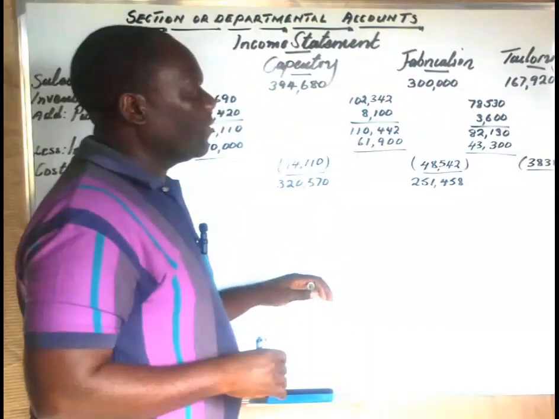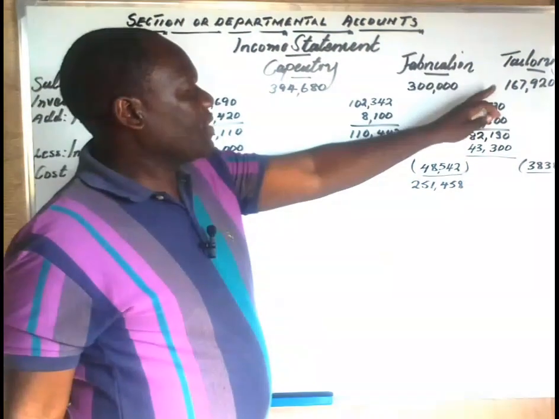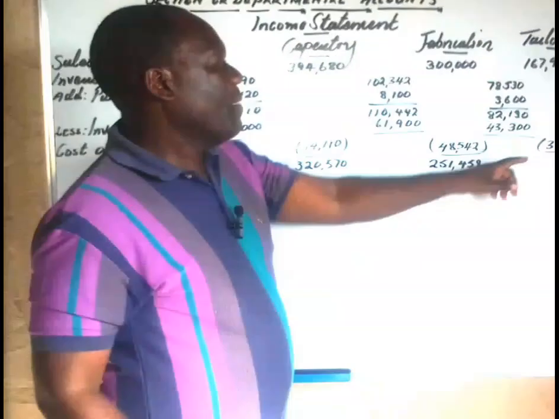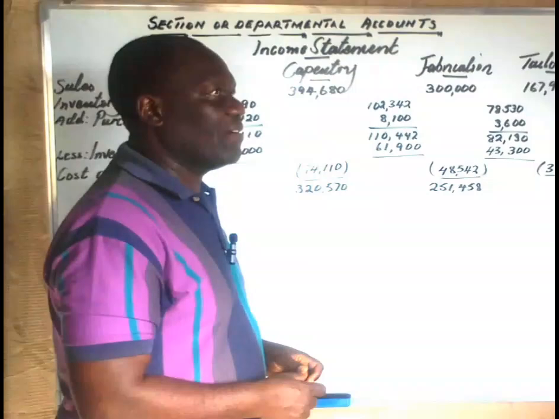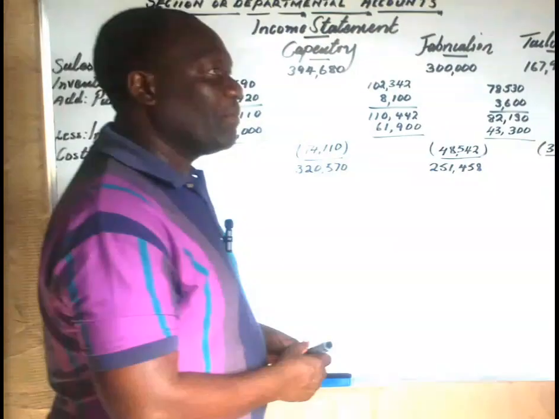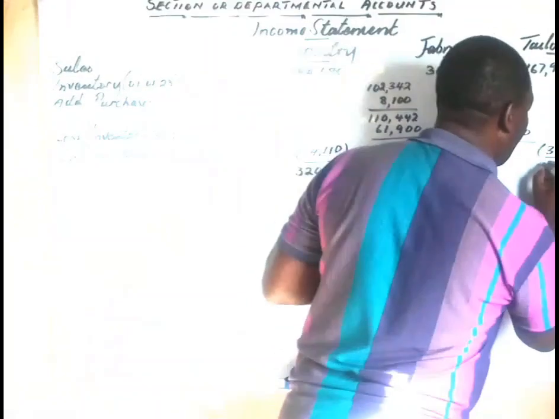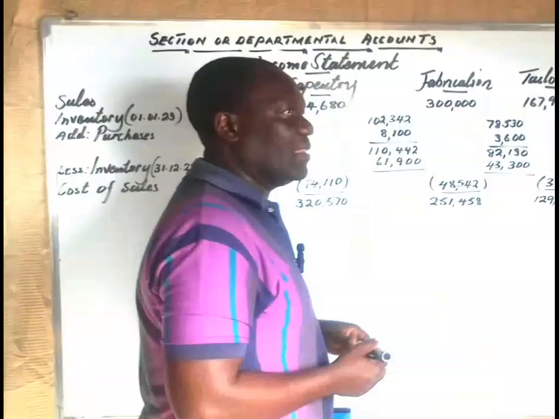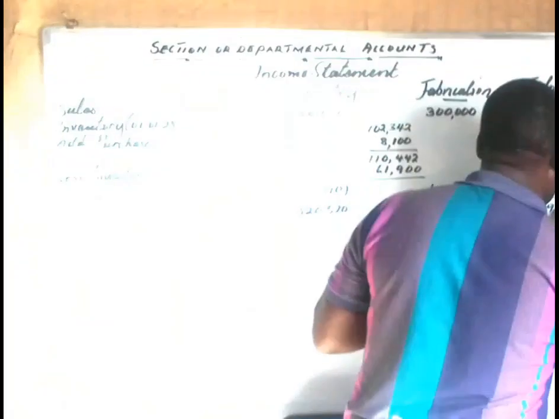Okay. Let us do our subtraction here. 167,920 minus 38,830. I'm getting 129,090.